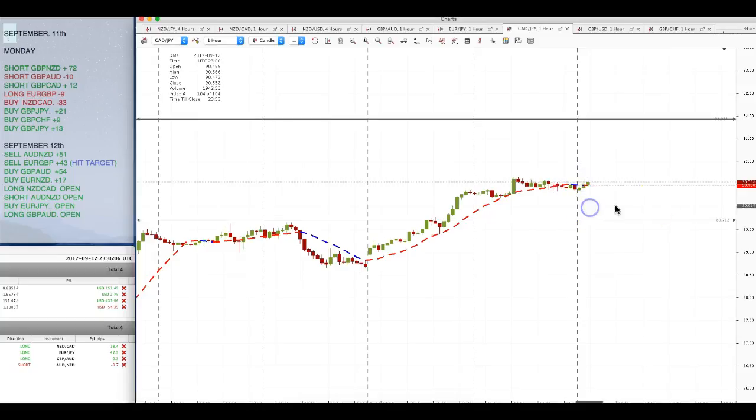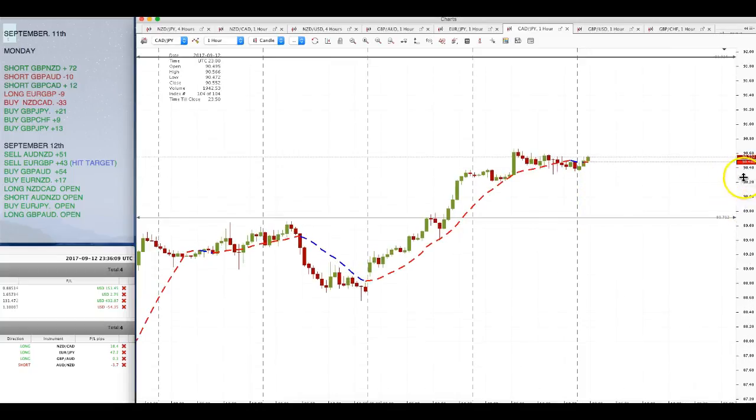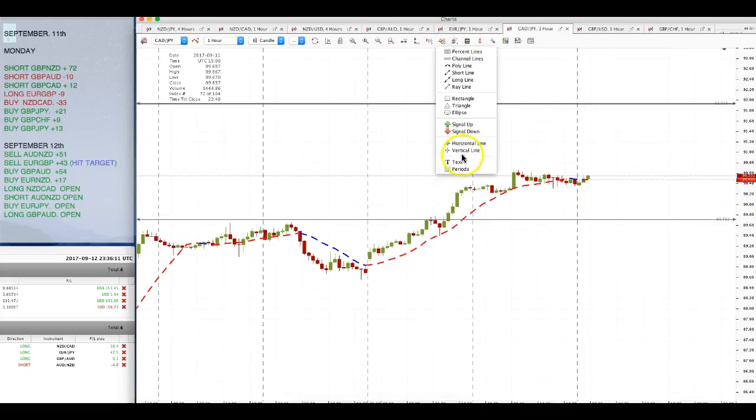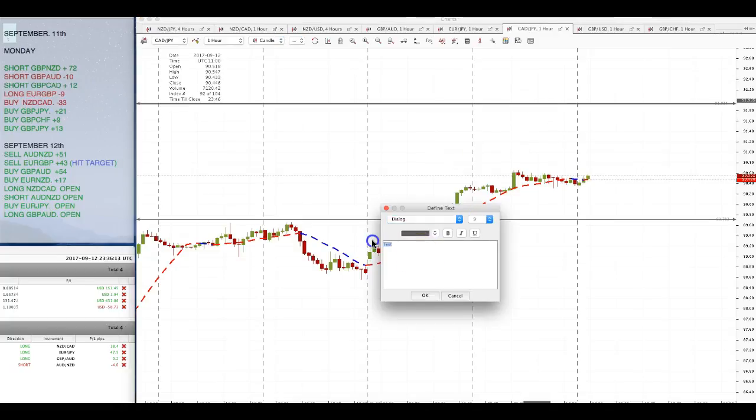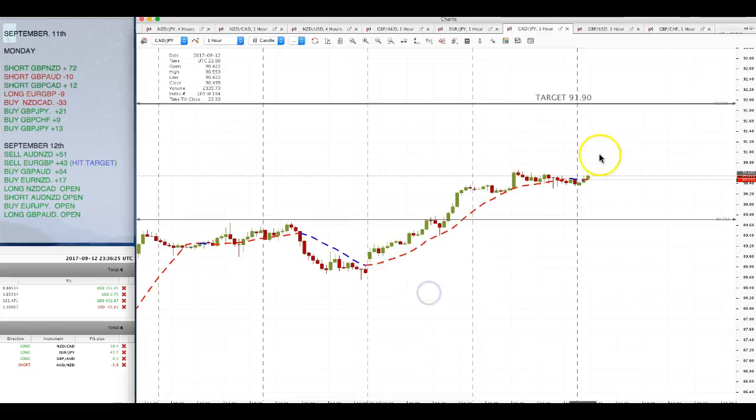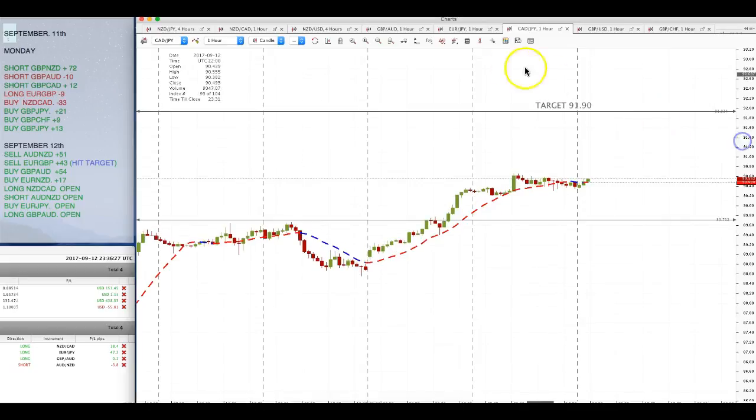Okay. Now, let me put that in there. So next target 91.90 on CAD yen.